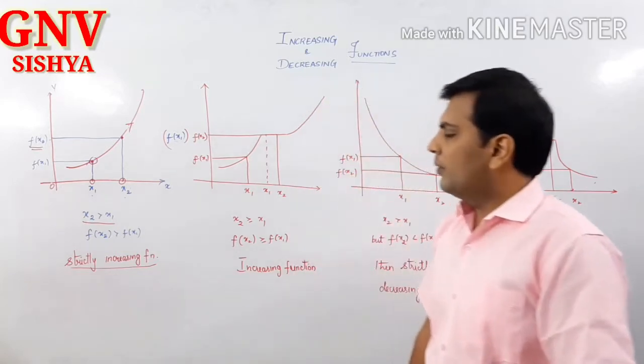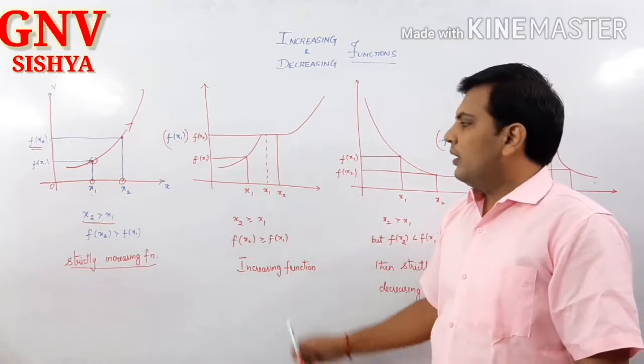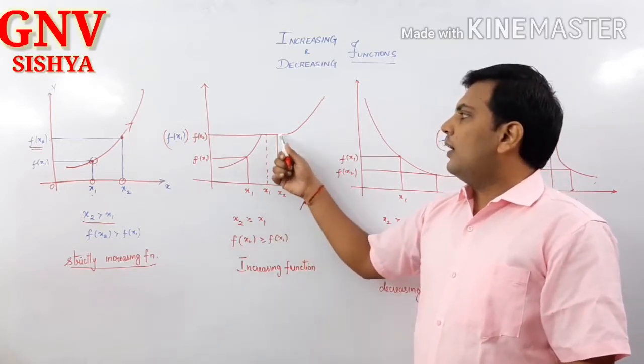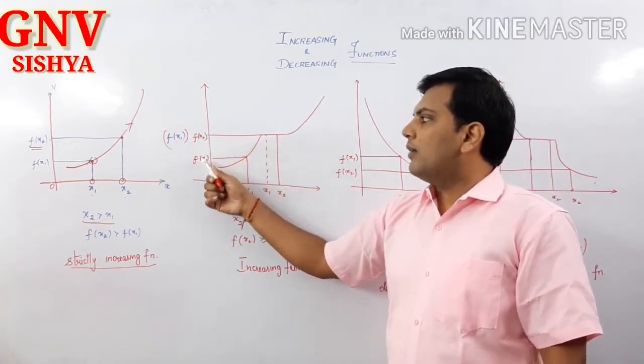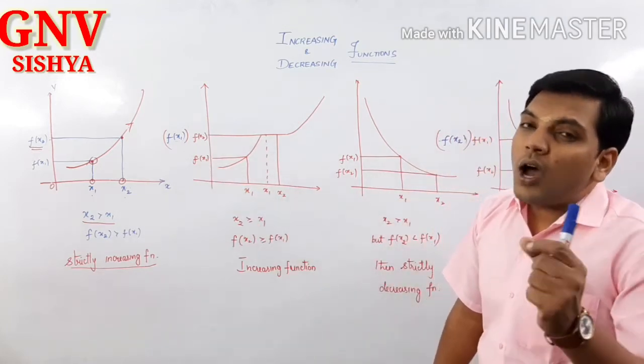Okay. Now, again I am taking x2 and x1. You forget about this dotted line, right? x2 and x1. Again see, if I take x2, f of x2 is having higher value than f of x1. So again it is also an increasing function, right? But it is not strictly increasing.